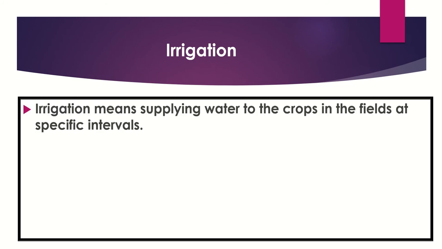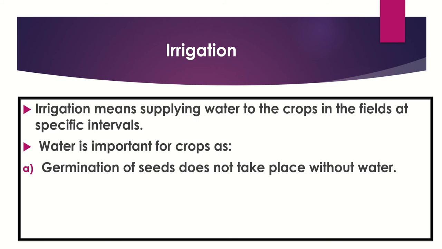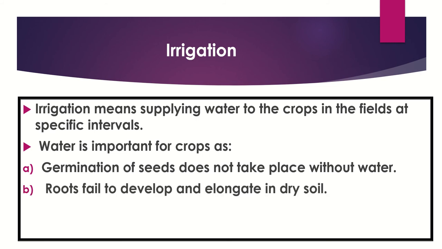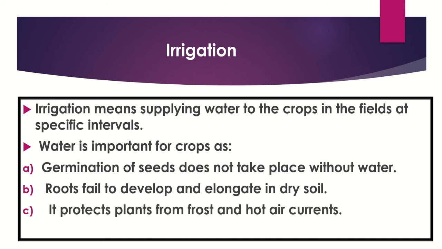Irrigation means supplying water to the crops in the fields at specific intervals. Water is important for crops as germination of seeds does not take place without water. Roots fail to develop and elongate in dry soil. It protects plants from frost and hot air currents. Germination is the process by which a seedling grows or germinates out of a seed. All seeds and plants need water.